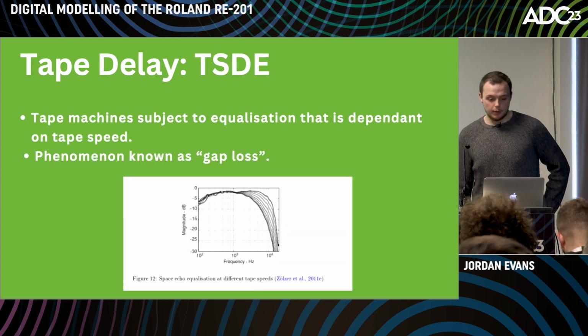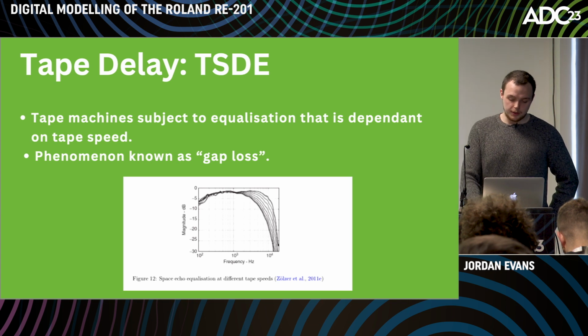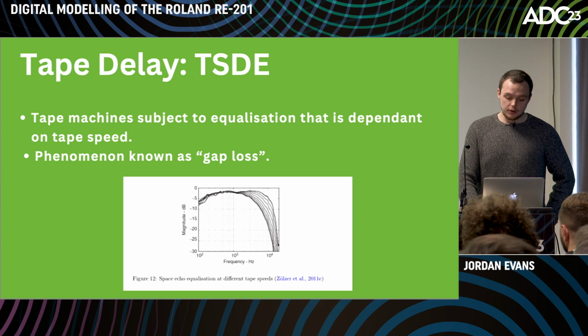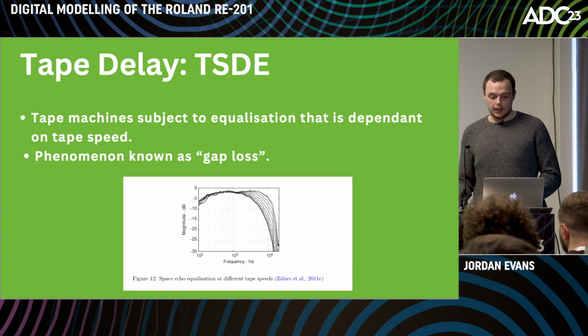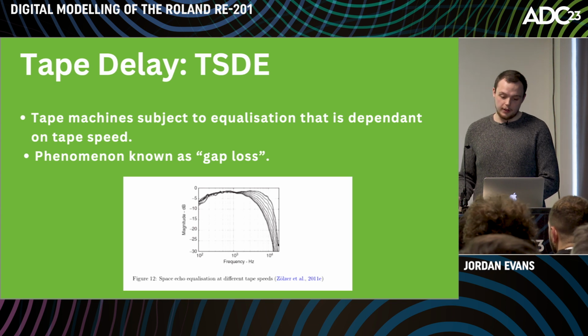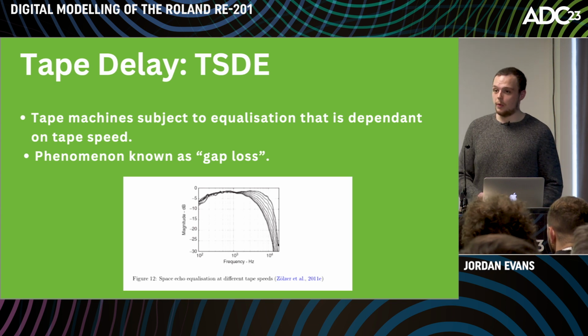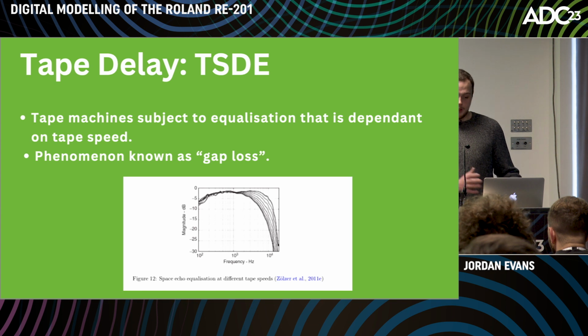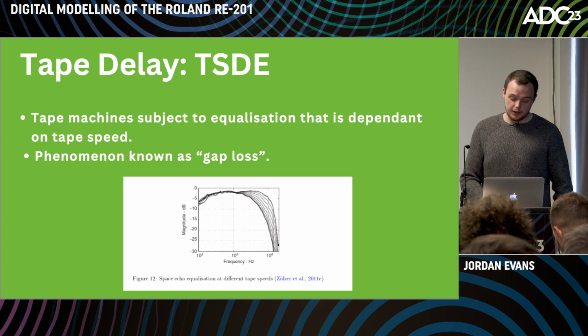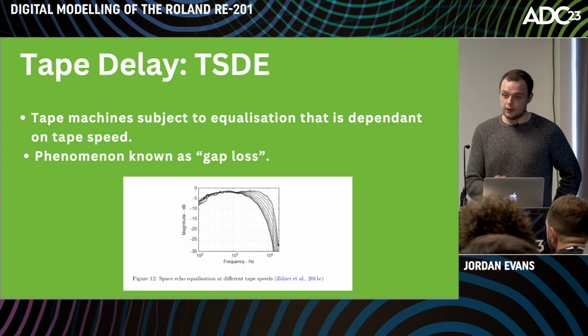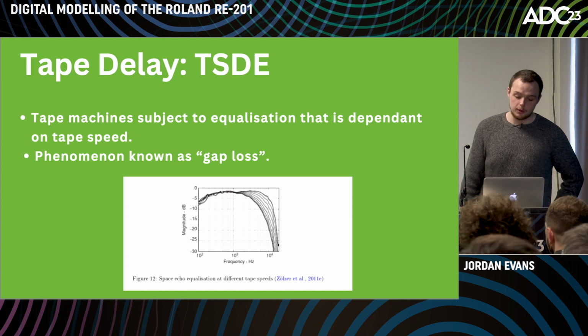And we've also got this phenomenon of tape speed dependent equalization. It's also known as gap loss. So this happens on all tape devices. Typically you get tape devices and some of them will run at 30 IPS and some of them will run at 15 IPS. And sometimes you get the same devices that you can change the tape speed, and then the two different settings have completely different equalization.